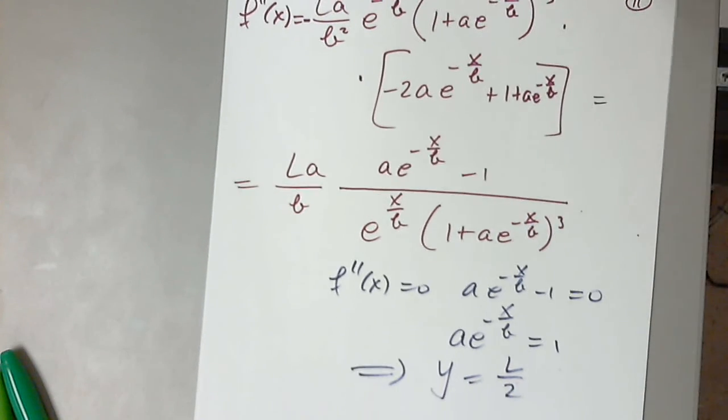We just went back to the original function and then we replaced a e to negative x over b by 1. And the second derivative is 0 when the function itself is L over 2. Okay, so let's look at some graphs.